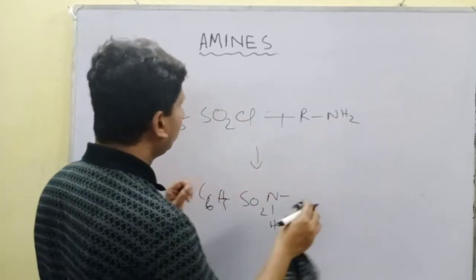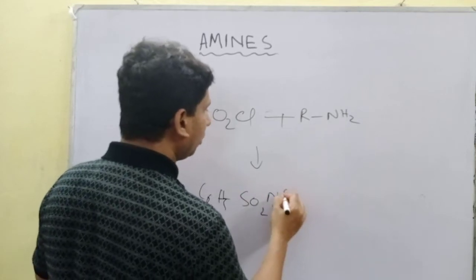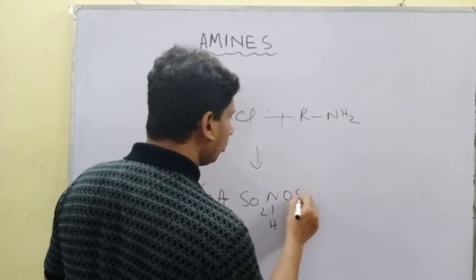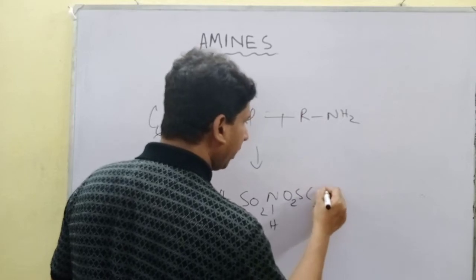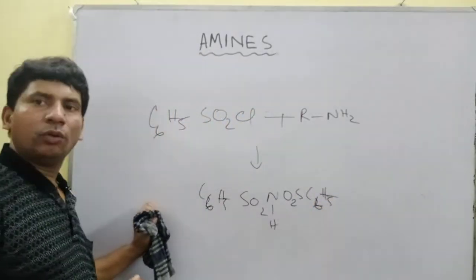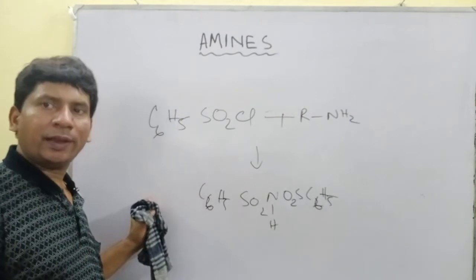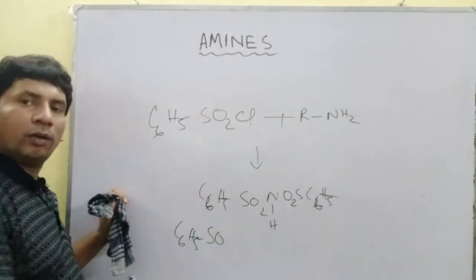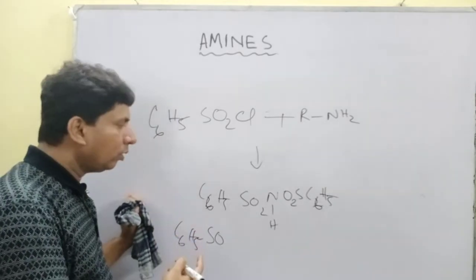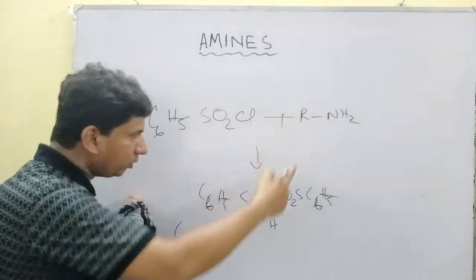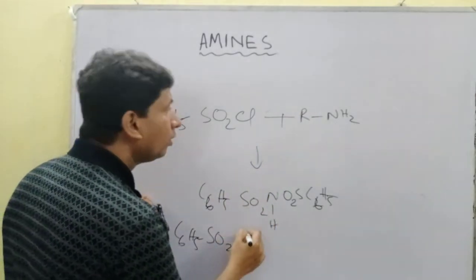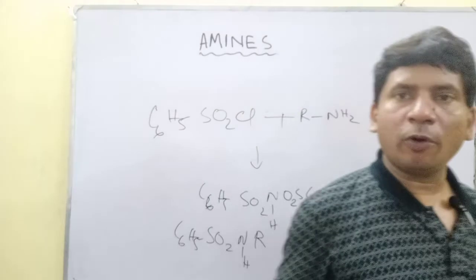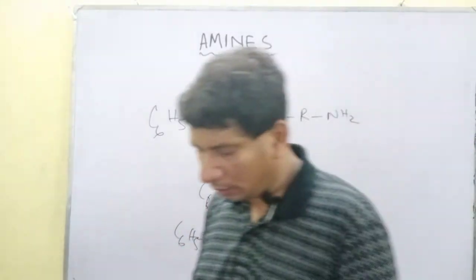Actually, or we can write it this way, C6H5 SO2. Then this portion, NR, there is a hydrogen. So this can be formed readily, and this reaction is known as the Hinsberg reaction.